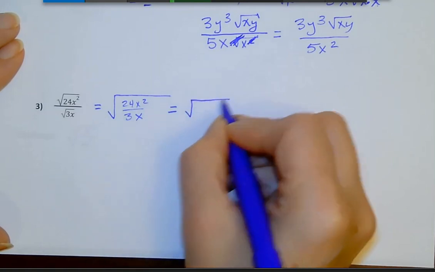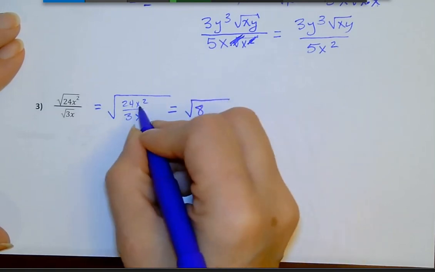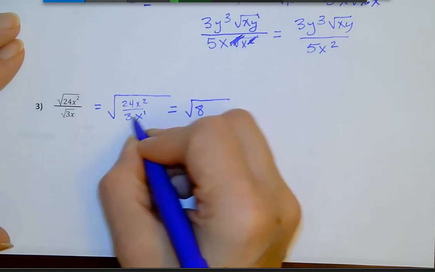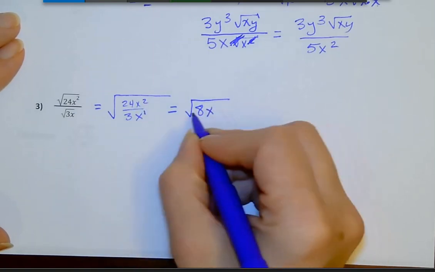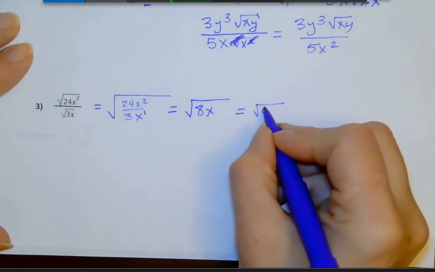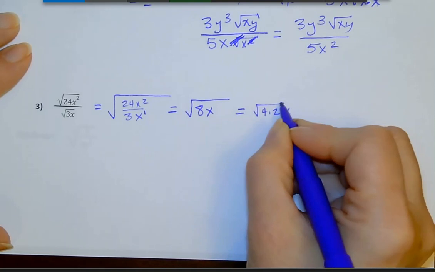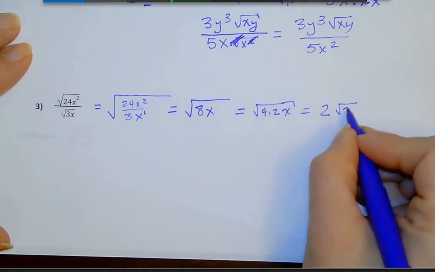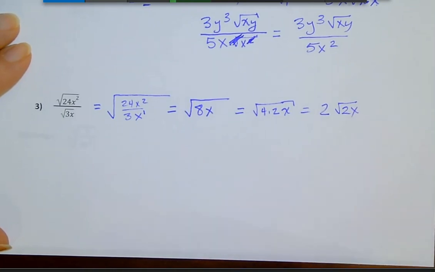So now under the radical I have 8. And then x squared over x, I say that that is x to the 2 minus 1, so it's just x. Now I need to simplify this, right? So that is the square root of 4 times 2 times x. The square root of 4 is 2, so I have 2 times the square root of 2x as my final answer.